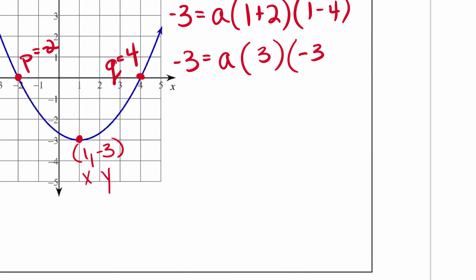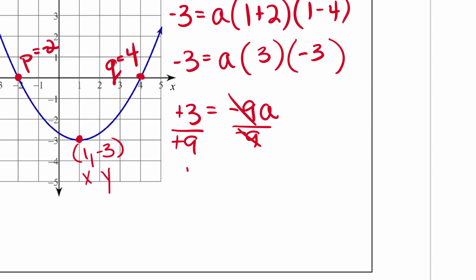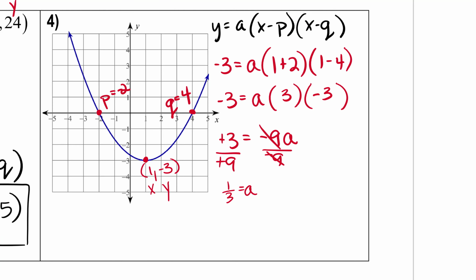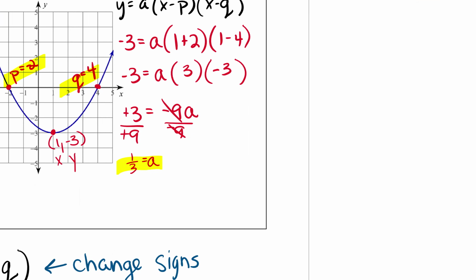Okay, I don't know why I did that. So then I multiply those. 3 times -3 is -9A, and divide by -9. So 2 negatives make it positive. 3 over 9 reduces to 1/3. And that's A. So again, once I find A, all I need is A, P, and Q.